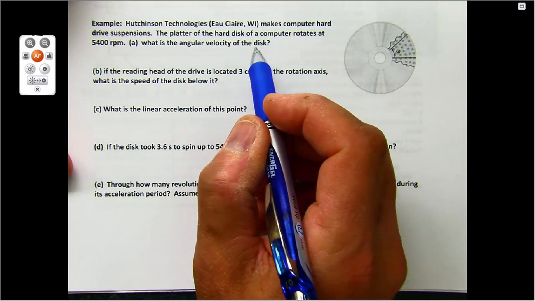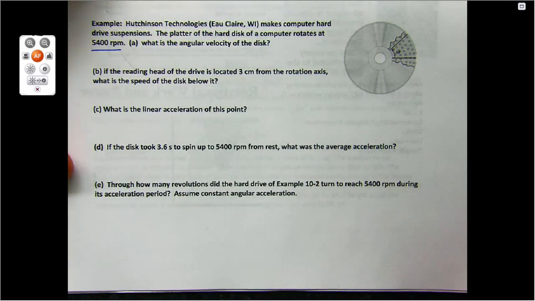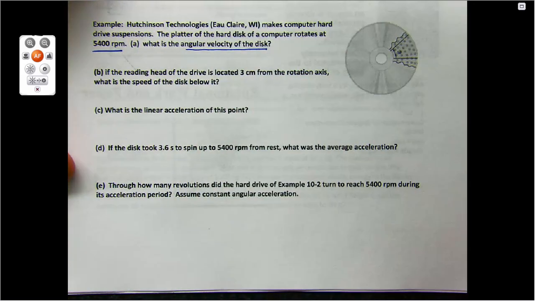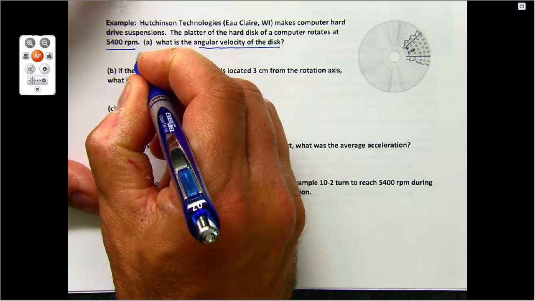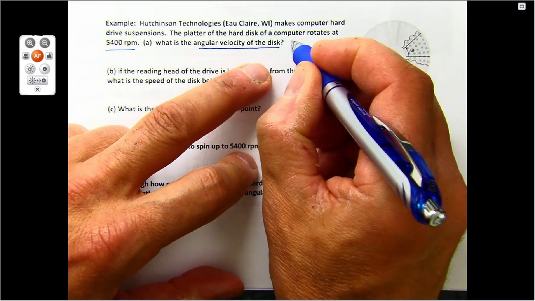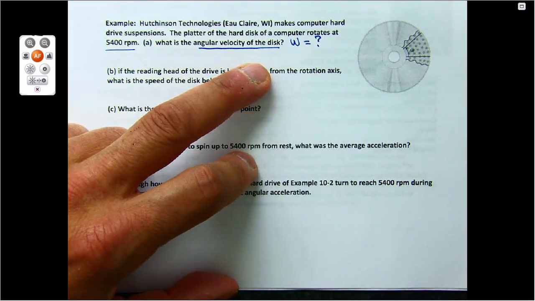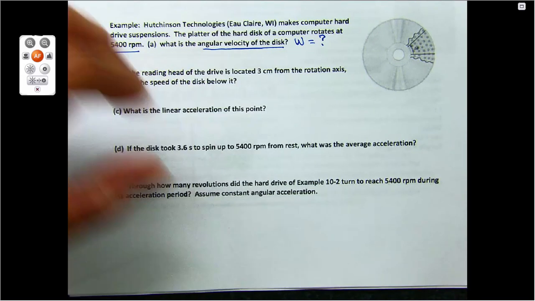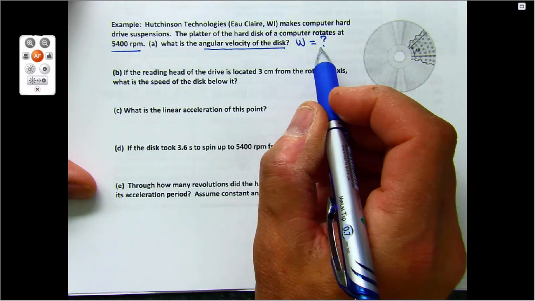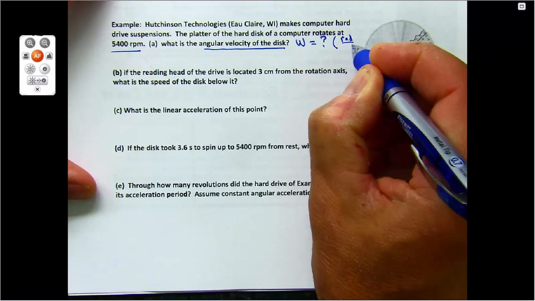So this is going to go up to 5,400 RPMs. What is the angular velocity of the disk? So we're just going to take this 5,400 RPMs and we are looking for omega, right? Angular velocity. Not linear, angular velocity. So this angular velocity is going to come out to be what units then? Radians per second, right?